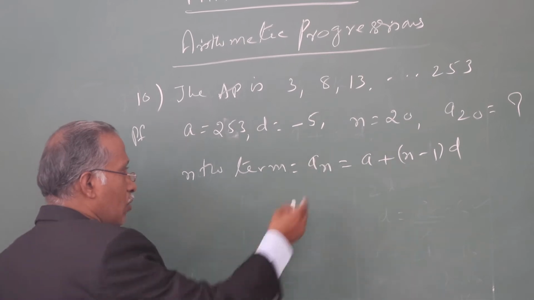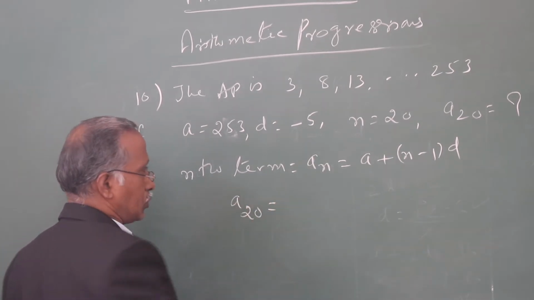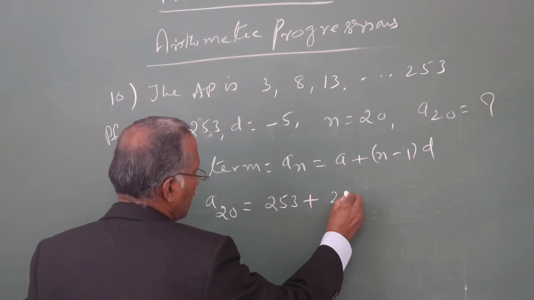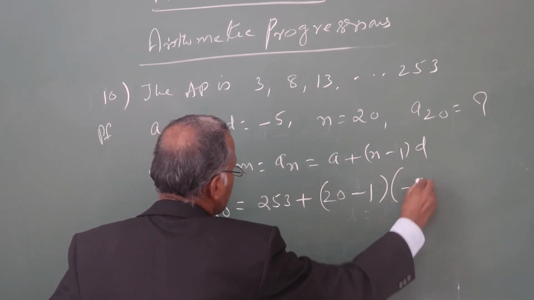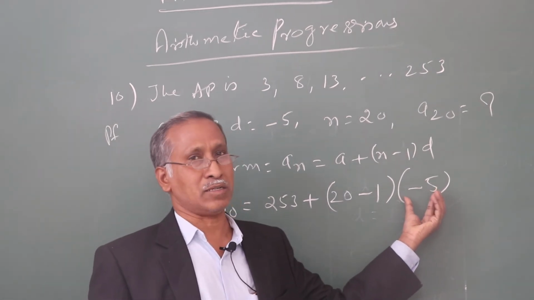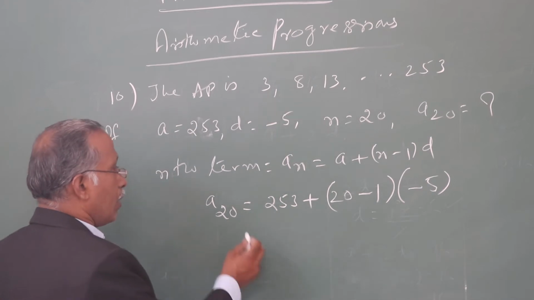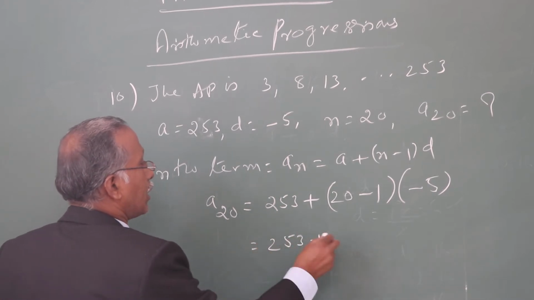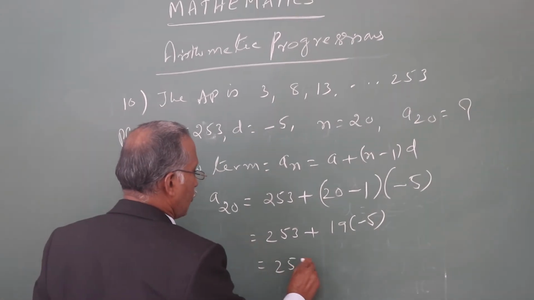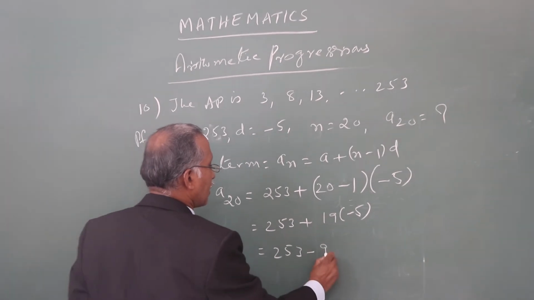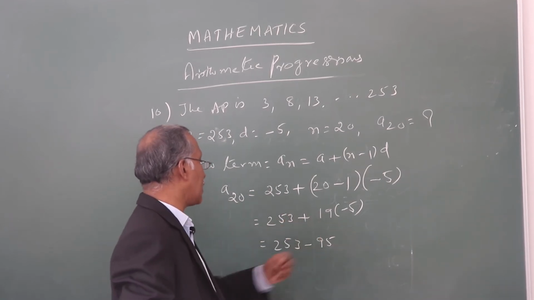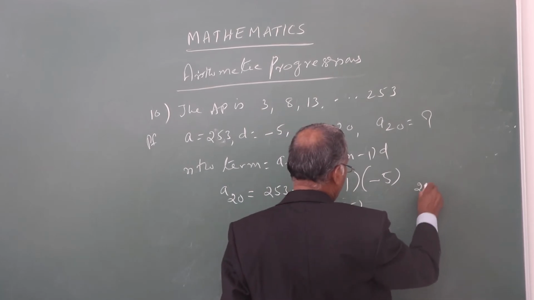Now a20 is equal to, what is a? 253 plus, n is how much? (20 minus 1) into the common difference, which is minus 5. Always keep the negative values in the bracket, otherwise it becomes subtraction. This is multiplication, remember that. This is equal to 253 plus 19 into minus 5. Plus into minus is minus, 19 fives are 95. 253 minus 95.